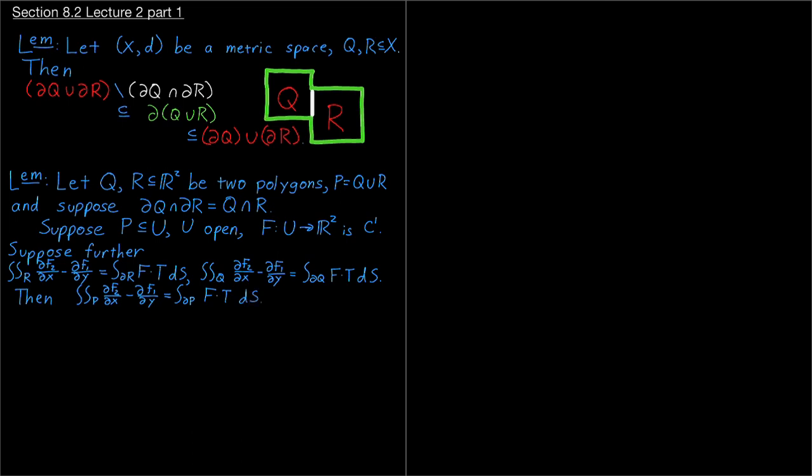So to prove this lemma, to prove Green's theorem in polygons, we are going to start by thinking a little bit about what the boundaries of our polygons and their union look like. So remember, a polygon, by definition, its boundary is finitely many line segments.